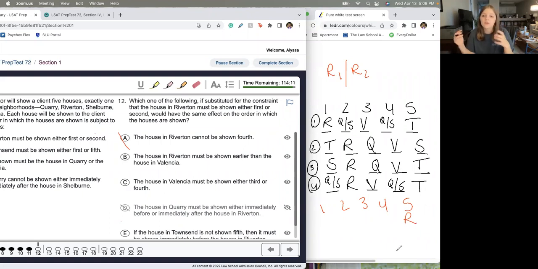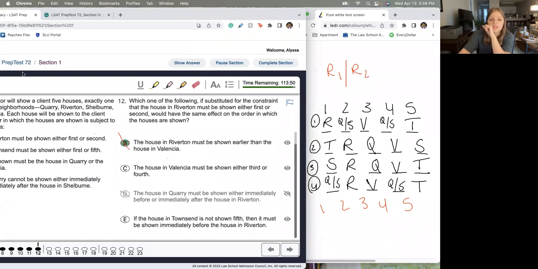It's basically going to force R to be in 1 or 2, because we can't make a world where R is in 4, V's in 5. We can't have that happen in accordance with all of our other rules. So because we can't make any new worlds and it's going to force R to be in 1 or 2, I like this as my answer choice for now.